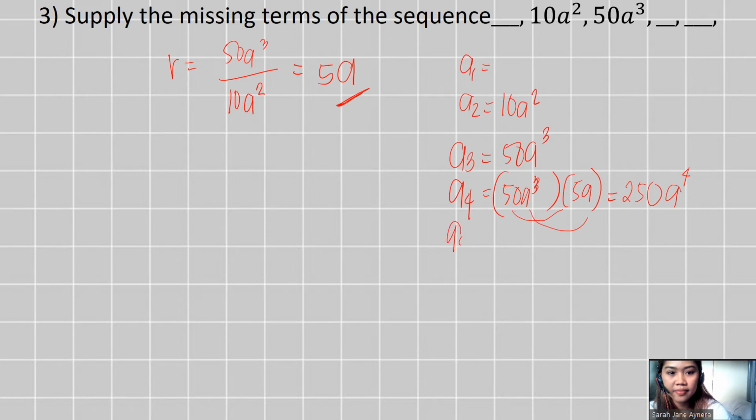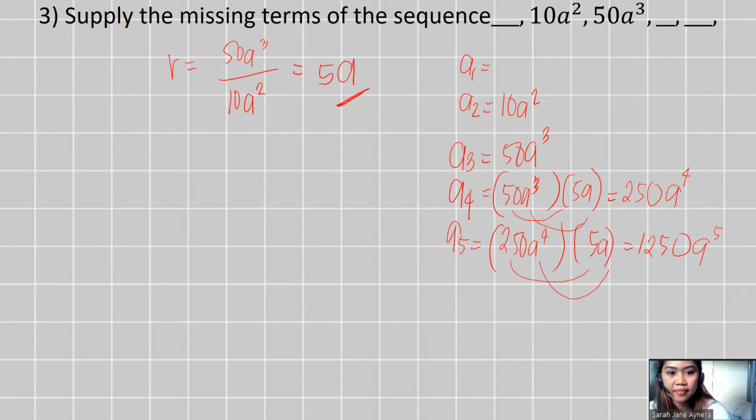For the fifth term, the preceding term is 250a raised to 4 times the common ratio 5a. So 250 times 5 is equal to 1,250. A sub 4 times a is equal to a sub 5. We copy the base, we add the exponents. 4 plus 1 is equal to 5. So the fifth term is 1,250a raised to 5.